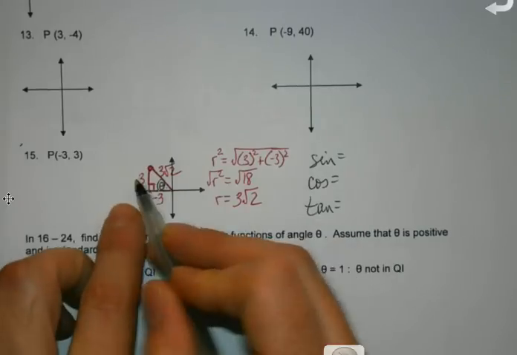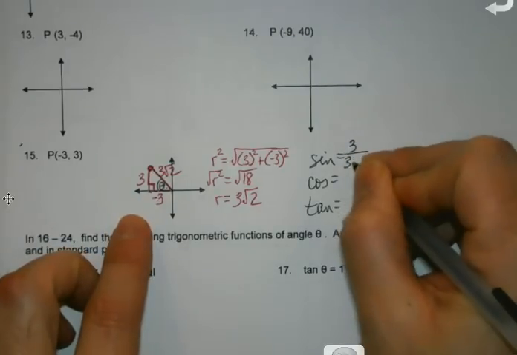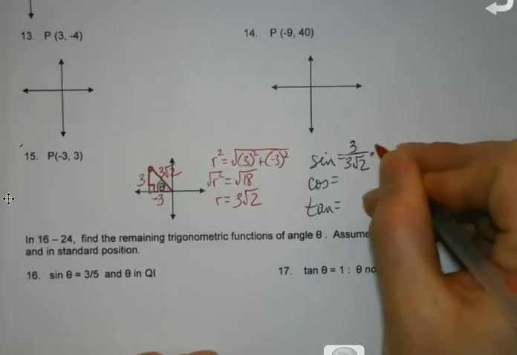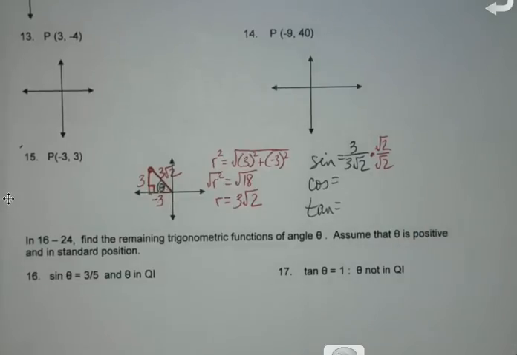I'd have opposite over hypotenuse. You're like, oh great. Here goes the stuff with the radicals. But just remind yourself, the only part you have to tweak is the radical part. Okay, the 3, that's fine. I don't care.